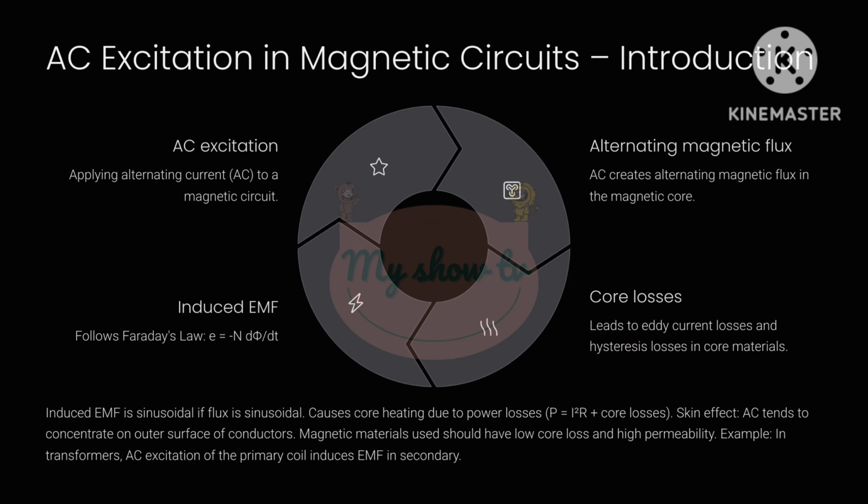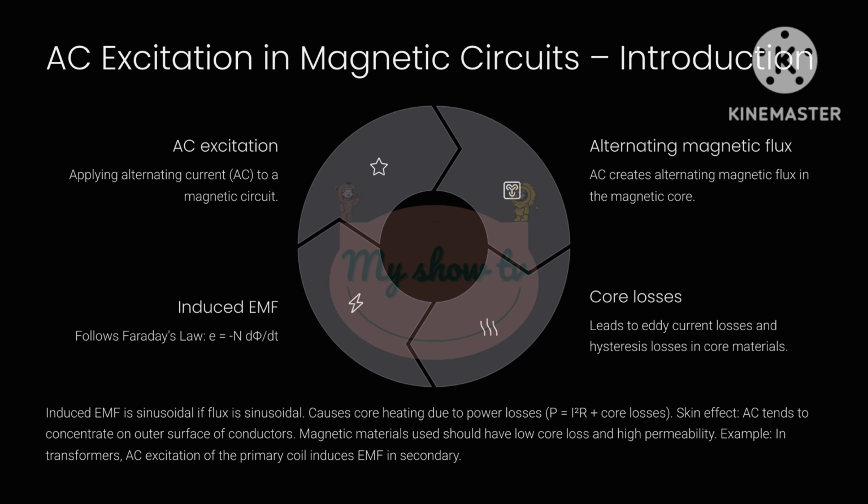Slide 5. AC excitation in magnetic circuits, Introduction. Now let's understand AC excitation. When an alternating current flows through a coil, it produces an alternating magnetic field in the magnetic core. This results in 1. Eddy current losses. Circulating currents within the core material cause heating. 2. Hysteresis losses, energy lost due to the lag between magnetizing force, H, and flux density, B.